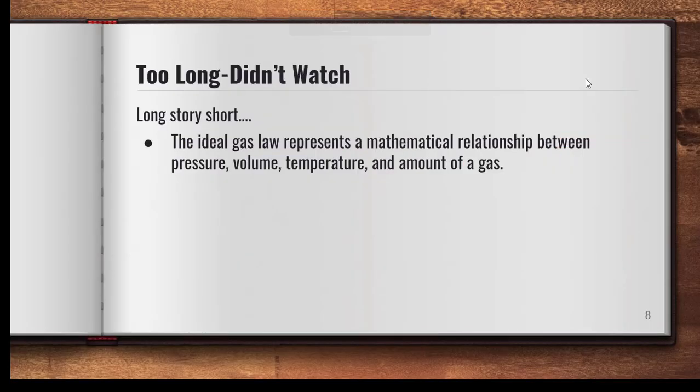So, long story short, the ideal gas law represents a mathematical relationship between pressure, volume, temperature, and the amount of a gas. Again, the system is not perfect and doesn't really specifically describe a real gas, but we utilize this equation because it's a good estimate of the relationship between all of these different variables.